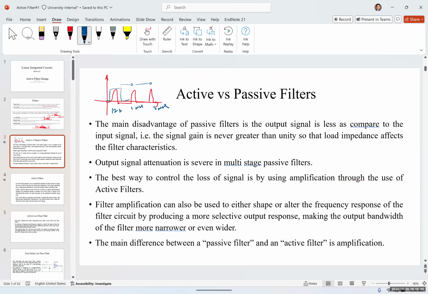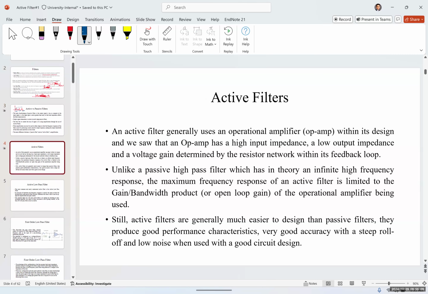Another example is in radar systems. If something wants to avoid radar, they just switch frequencies and so on. So an active filter generally uses an op amp. The op amp has high input impedance, low output impedance, and usually an adjustable voltage gain, which is determined by the feedback resistor.